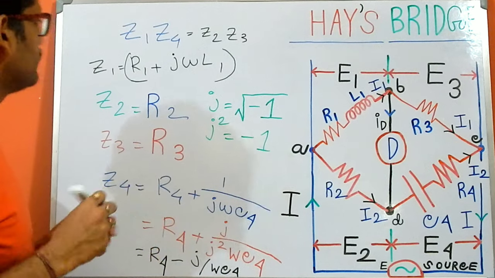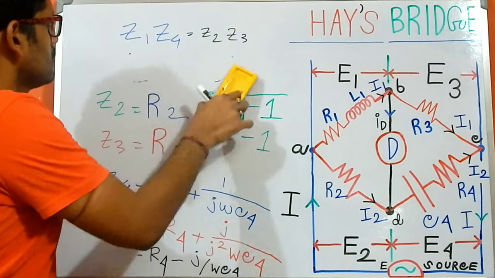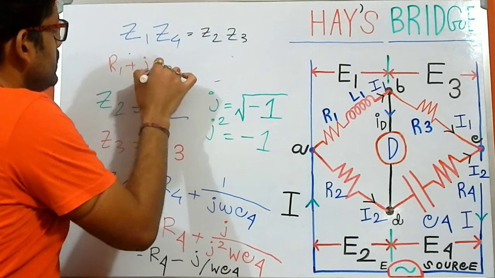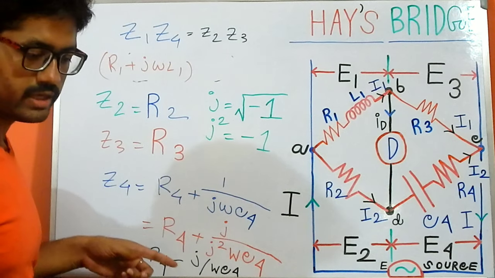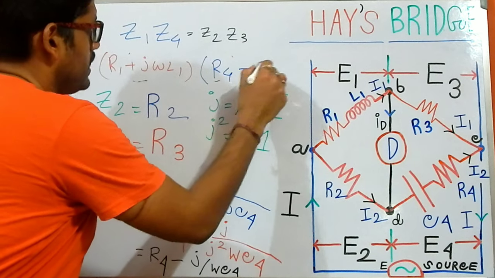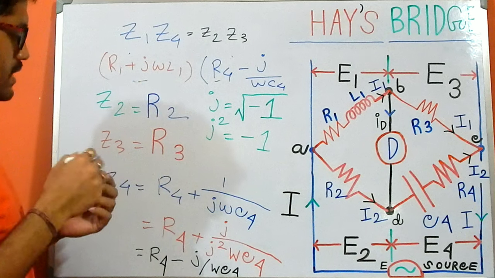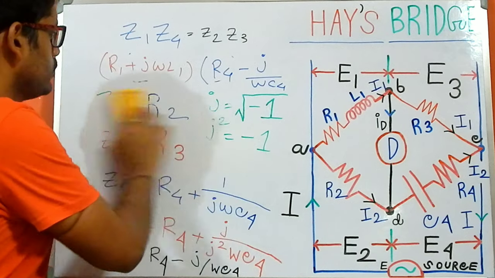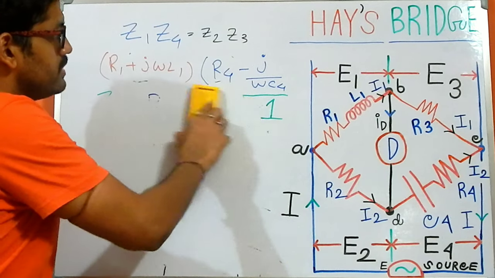If I put the value of Z1 over here, I have got R1 plus j omega L1. Z4 means this one, so I have the expression R4 minus j divided by omega C4. And what is the value of Z2 and Z3? Z2 means R2, Z3 means R3. So just remove this portion over here.